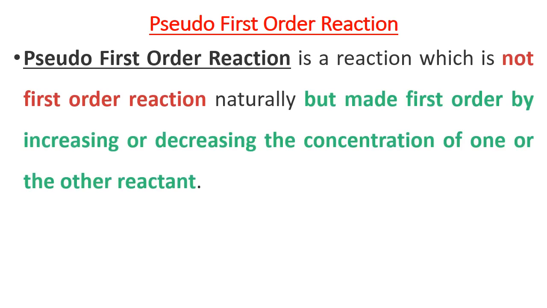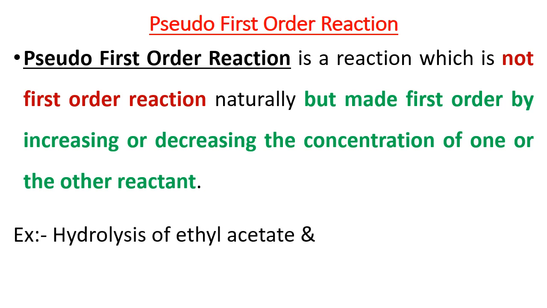Let us know about pseudo first order reactions. Pseudo first order reaction is a reaction which is not a first order reaction naturally, but made first order by increasing or decreasing the concentration of one or the other reactant. Examples are hydrolysis of ethyl acetate and inversion of cane sugar. These are the examples of pseudo first order reaction.